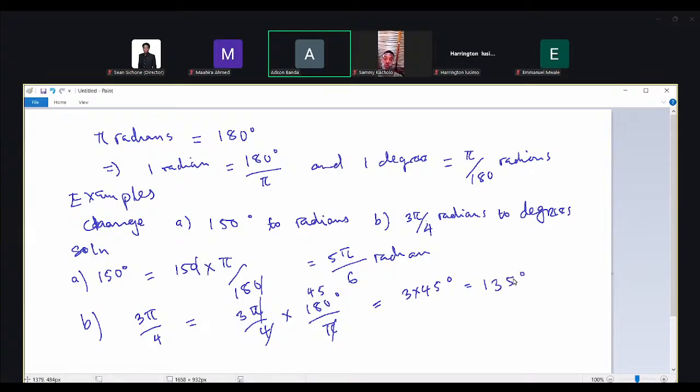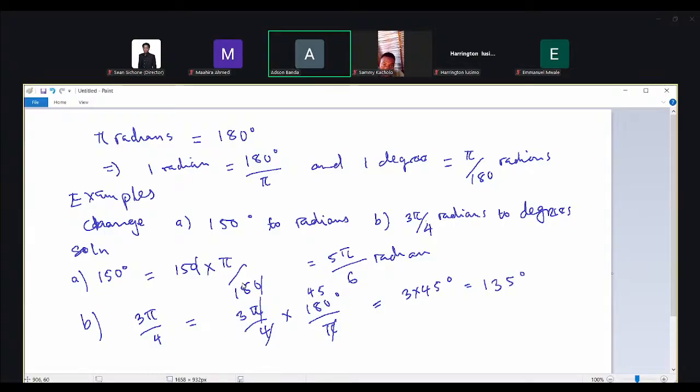Right, so this is how you just convert from one to the other. Is there any question? So actually any degree, for instance, if you have 30 degrees and you want to convert to radians, then it is just 30 times pi over 180, and that gives you pi by 6. Okay, so that should be easy for everyone to do.